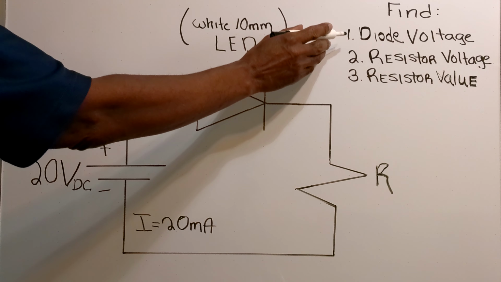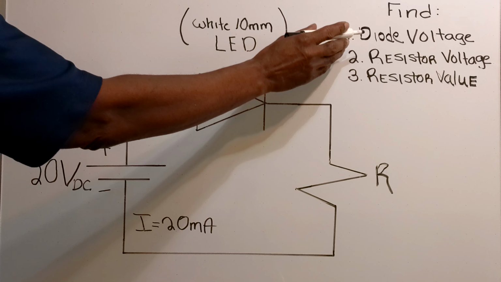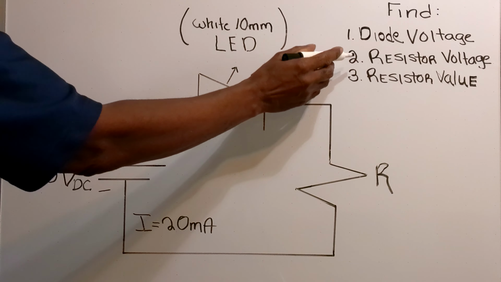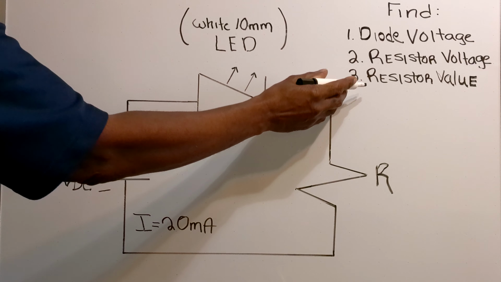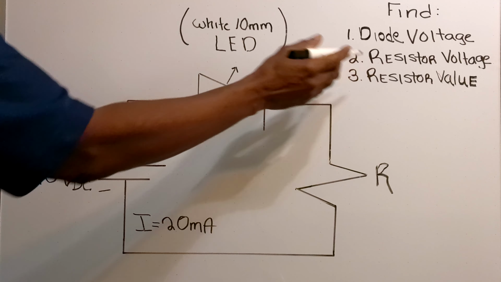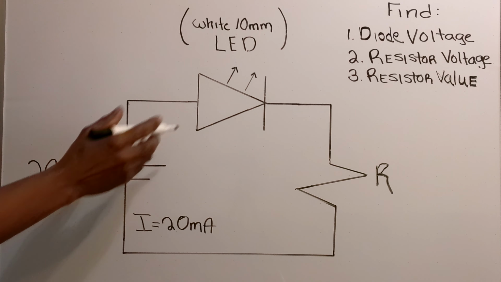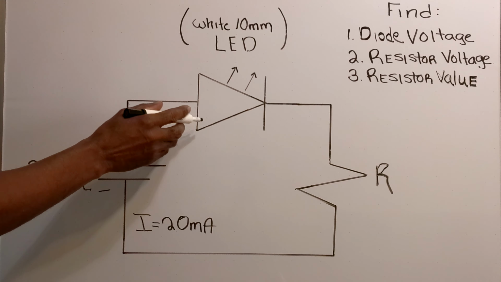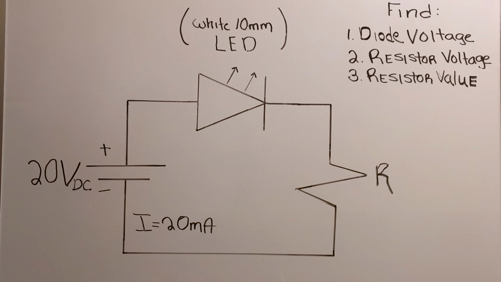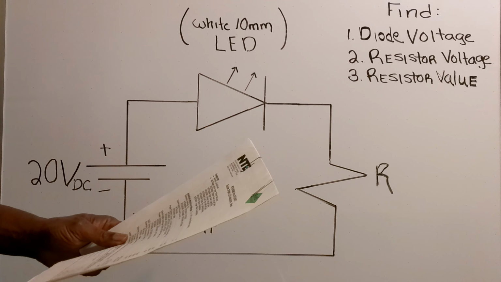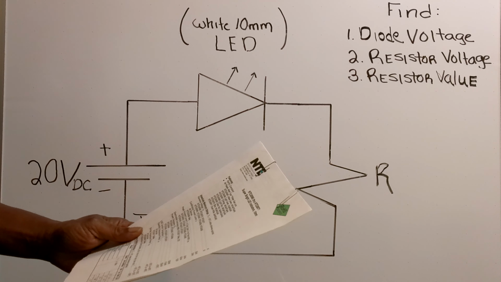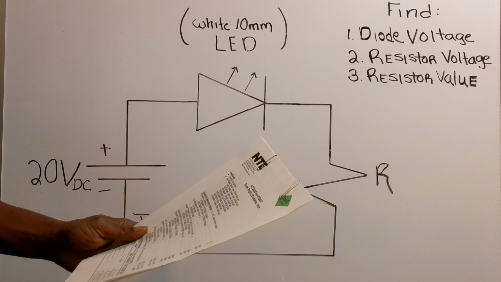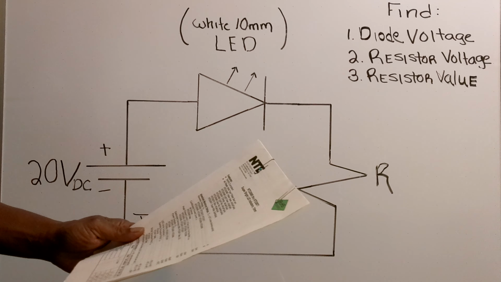Now I will be finding the diode voltage, the resistor voltage, and the resistor value. Now, how do I find the diode voltage? The data sheet on the diode will give you the diode voltage.